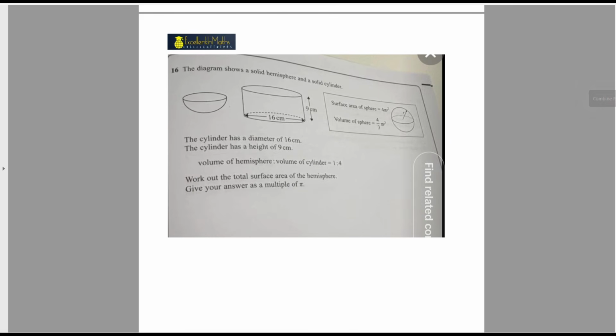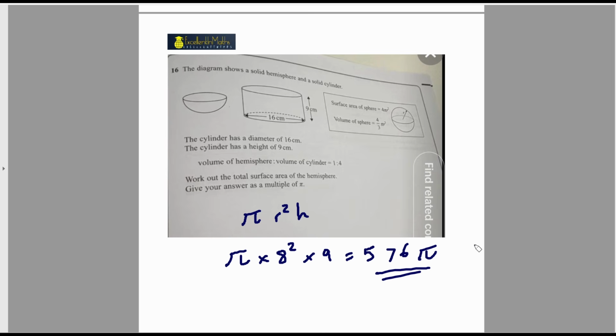Okay. And this one, actually, he didn't give you the formula for the cylinder. So you need to find the formula. You need to find the volume of cylinder. Volume of cylinder is pi r squared h. So pi times r is 8 squared times 9. That's going to give me 576 pi. So that's the cylinder.